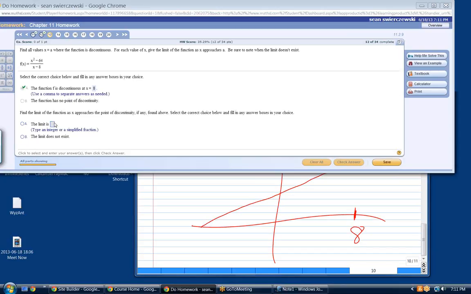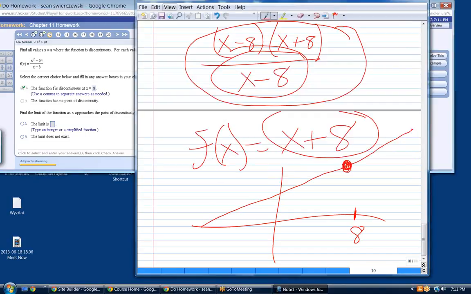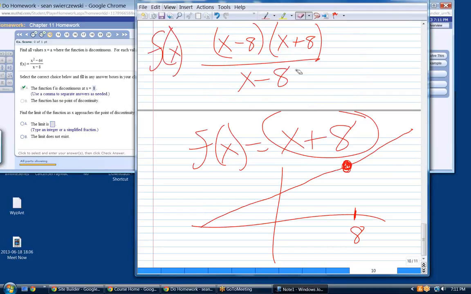Okay. What is the limit as we approach 8? Infinity? No, let's look at this. In other words, if I'm saying this is f of x up here, now I can go ahead and cancel the x minus 8 with the x minus 8. I can do that as long as I preserve the hole. So this function is x plus 8.